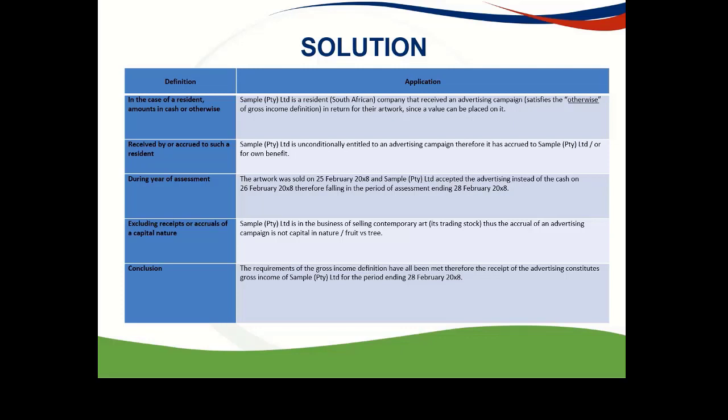And excluding receipts or accruals of a capital nature, so Sample's business is the selling of artwork. So they did sell artwork as part of their trade, so this will not be of a capital nature, but revenue. That's their fruit. So the conclusion is that all the requirements of the gross income definition have been met, and therefore the advertising campaign's value of 10,000 Rand will be included in gross income during the current year of assessment.